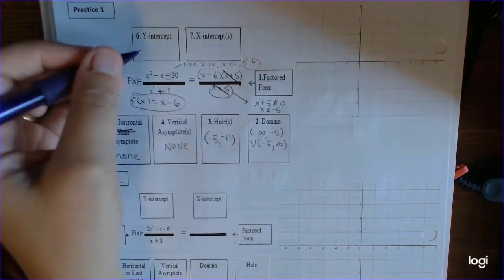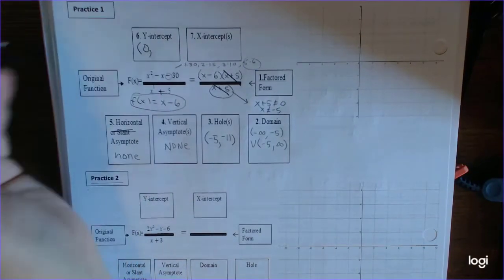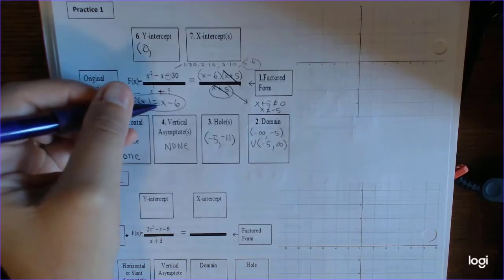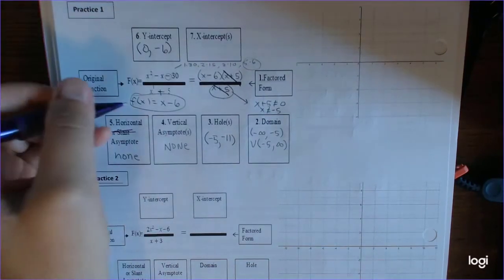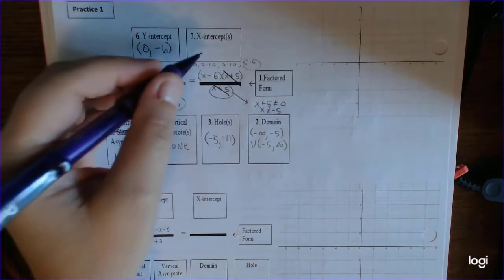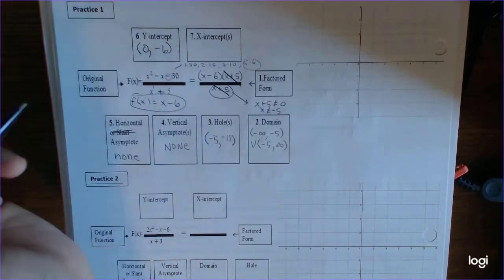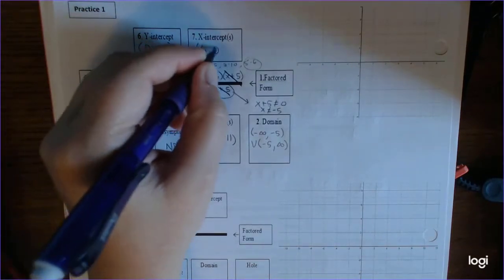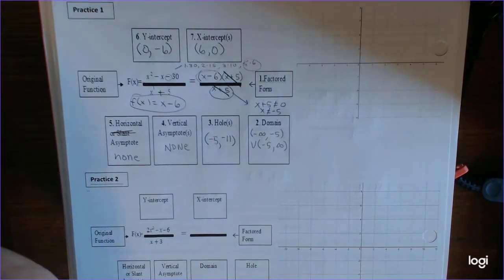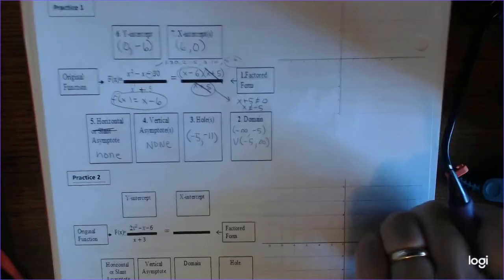Okay, to find the y-intercept, you put 0 in for x. So if we put 0 in for x, we get 0, negative 6. And I just use the reduced function. Okay, the x-intercept, remember my trick is you just look at the numerator. So there is an x-intercept at 6, 0. All right, now we can graph these.